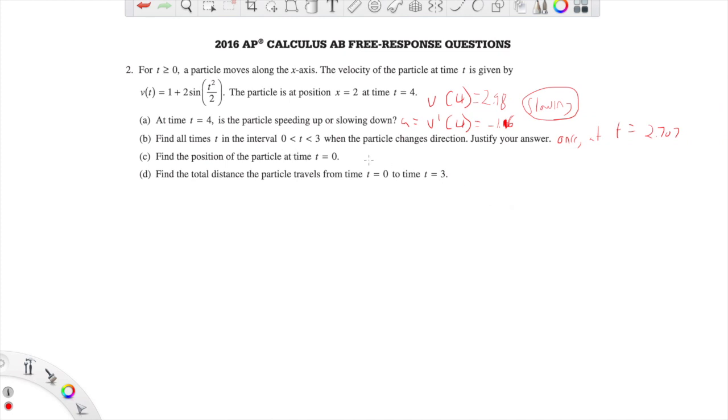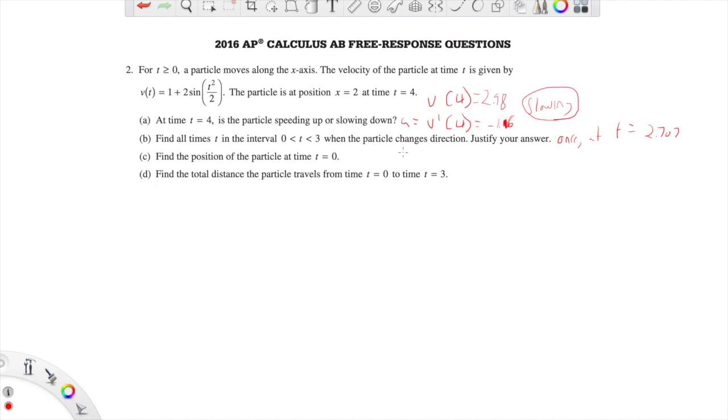Part C asks us to find the position of the particle at time t equals 0. So to do this, we're going to take basically the only information they give us for some sort of starting point, which is that the particle is at x equals 2 at time t equals 4. And then we're going to use an integral on the velocity to subtract distance away from that to see where we are at time t equals 0.